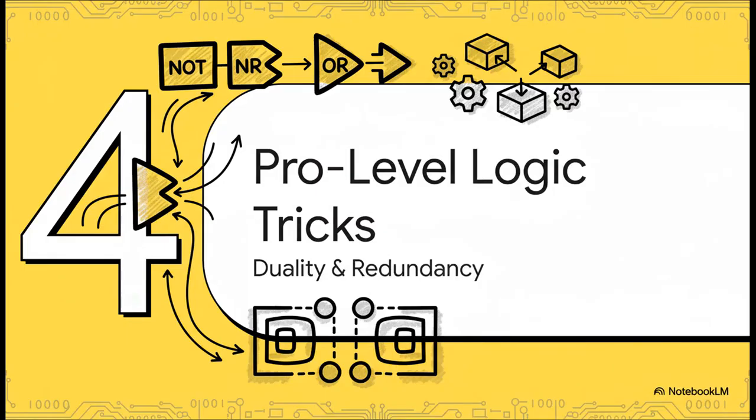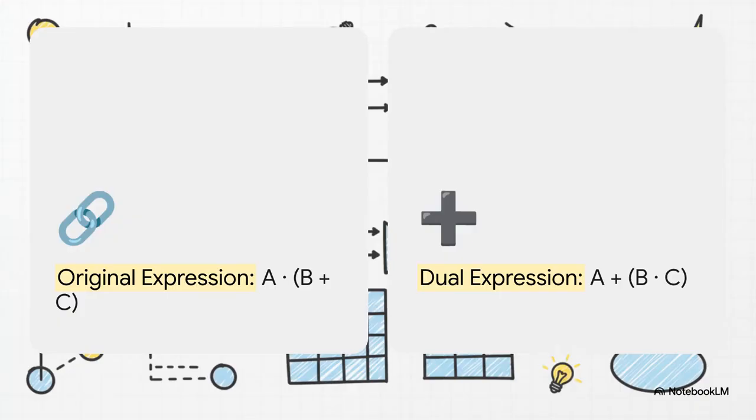Before we finish up, I want to look at two really elegant, kind of pro-level concepts that show you the deep beauty that's hiding inside the system. First up is duality. And it's just a fascinating principle. It says that if you take any true Boolean statement, like the one on the left, and you swap all the ANDs for ORs and all the ORs for ANDs, the new statement you get is also guaranteed to be true. It's this perfect, beautiful symmetry that's built right into the fabric of logic itself.